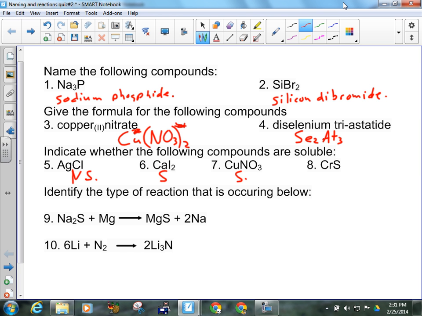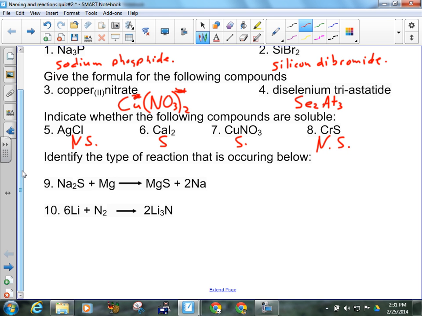And then chromium sulfide. You look at sulfide, and it says it's soluble with group 1, group 2, ammonium, and not soluble with most things. So chromium is right here, in group 6. So would that be most things? Yes, it would be. So this is not soluble. All right, so 1 mark each for those.